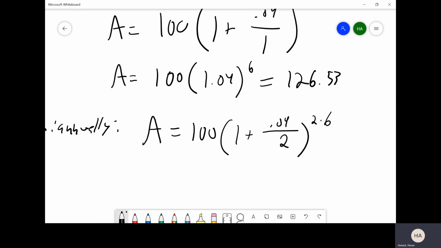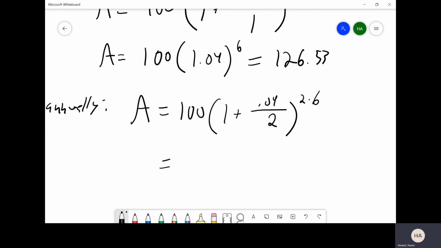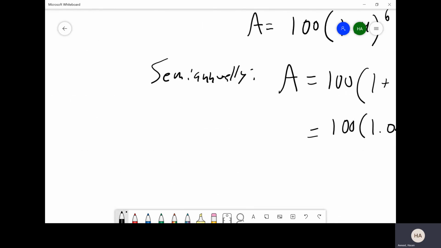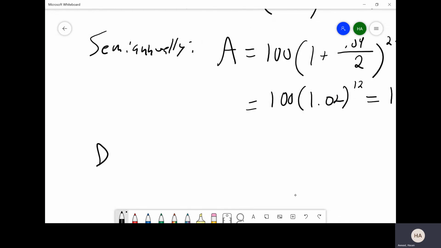But in any event, we simplify this a little bit. So simplifying this, we get 100 times 1.02 to the 12th power. And once again, with a calculator, I can tell you this comes out to be 126.82, rounded to the 100th place. Okay, cool. And now let's go ahead and do what happens if you do this daily.